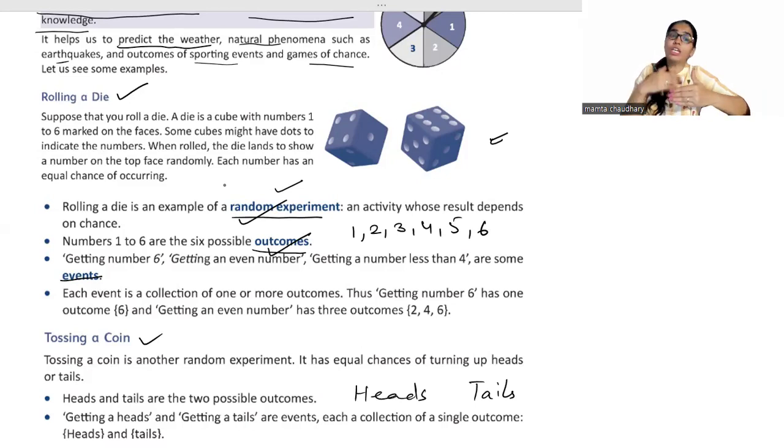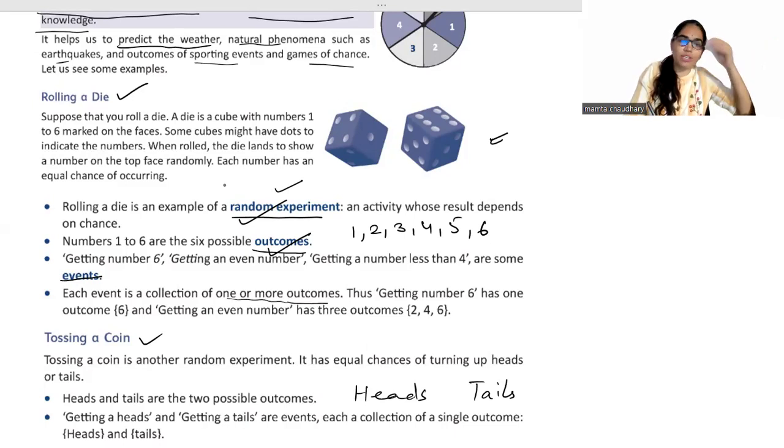Now third is event. Event we define, it means for what we need to find the probability. Now when I'm rolling a dice, I want to find the probability of getting an even number. So getting an even number is the event. When I'm tossing a coin, I want to know the probability of getting heads. So getting heads is the event. It means that event is what you are defining.